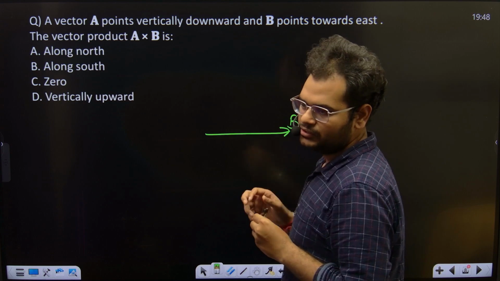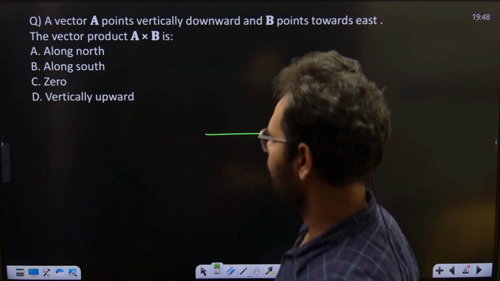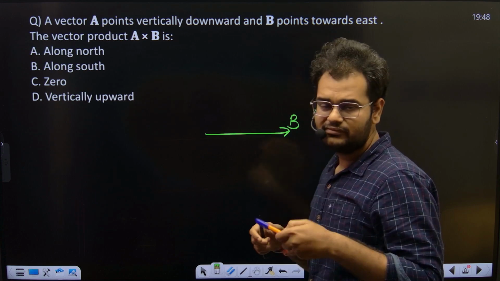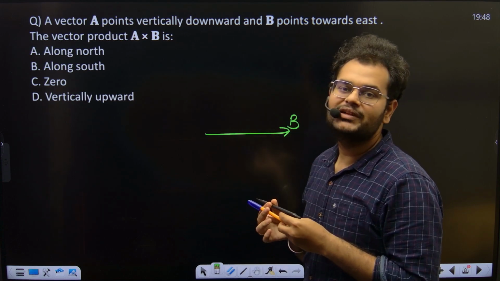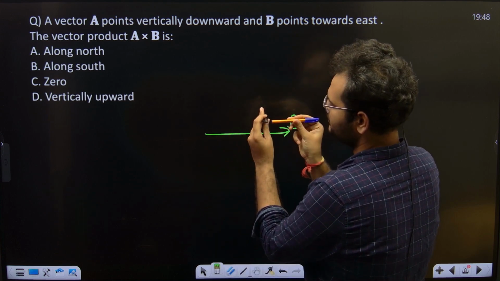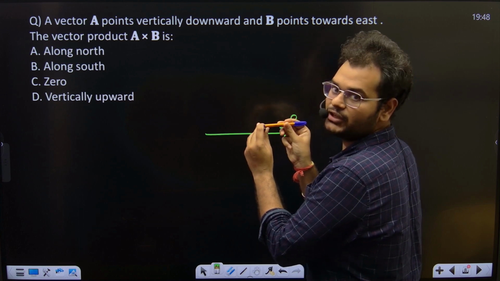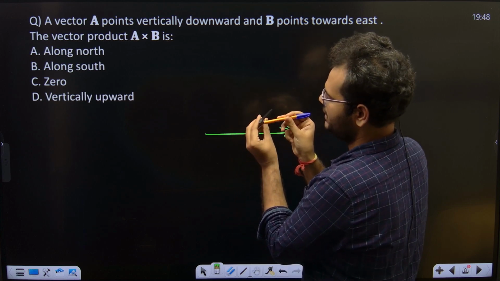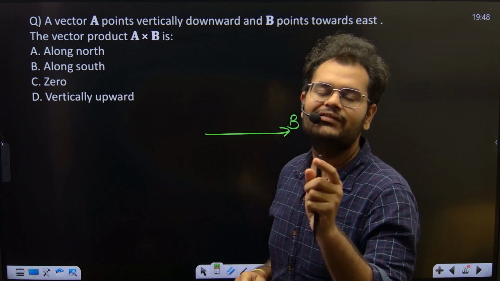Okay, so let me take one pen. See this, this orange colored pen, I will represent by B vector. So this is my B vector and this is my A vector. Are you getting it? A is pointed vertically downward, negative Z. So this is B and this is A. Now you tell me, where will be the C vector?